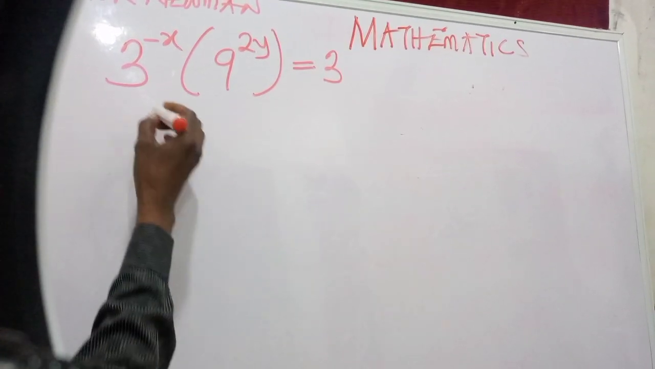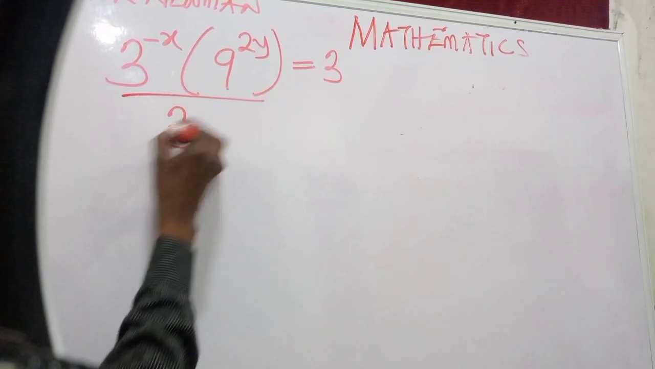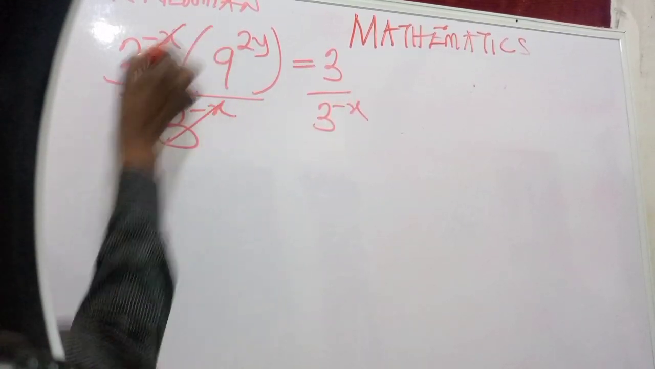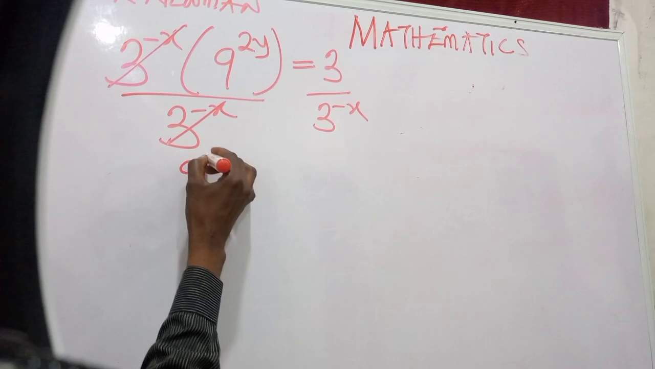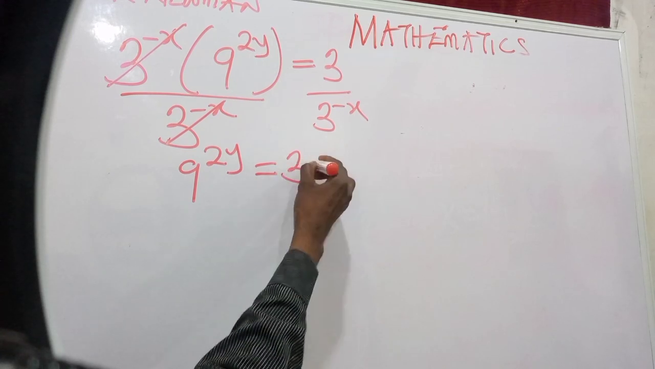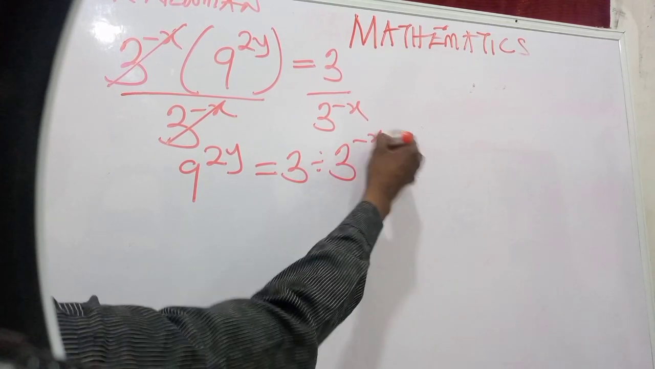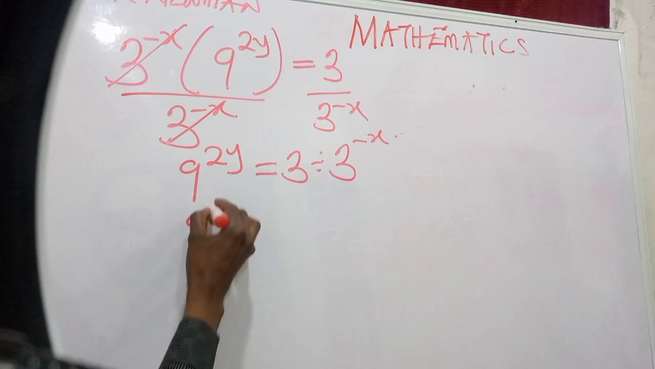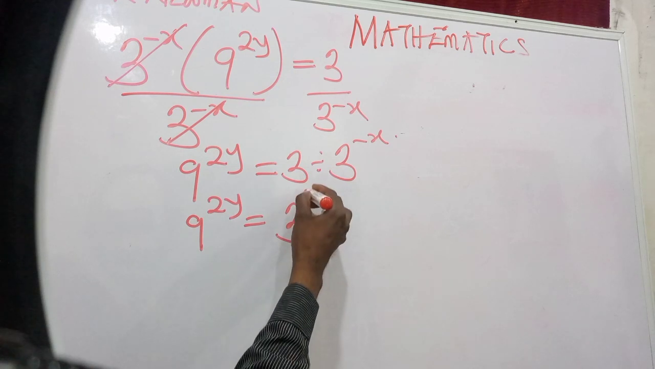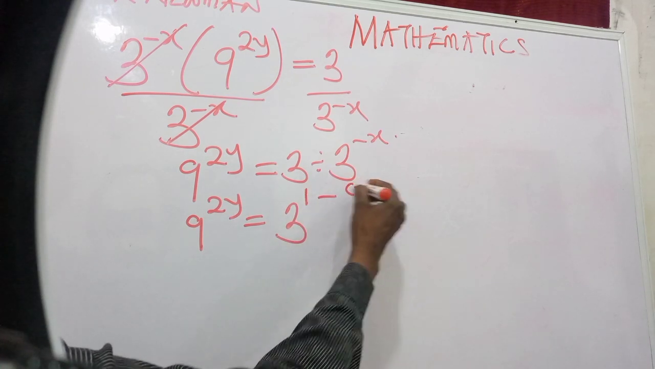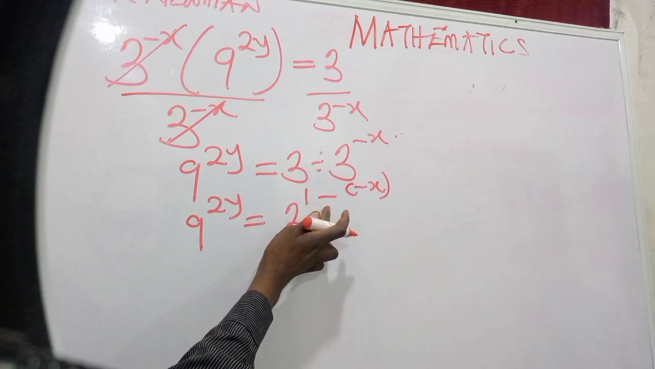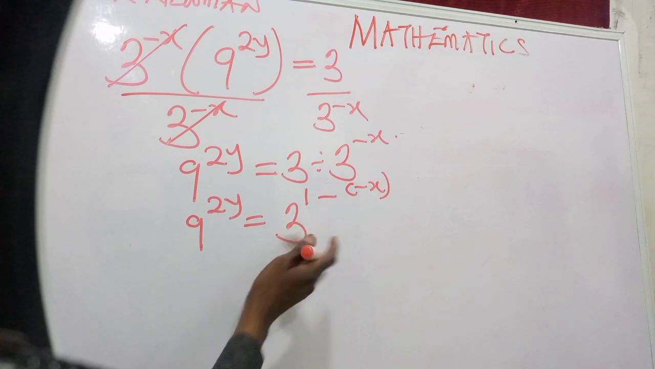Similarly, what we did before, we can do the same by dividing both sides by 3 raised power minus x, so that this can cancel this. What is left there is 9 raised power 2y is equal to 3 divided by 3 raised power minus x. So this becomes 9 raised power 2y equal to 3. Using the division law of indices, it becomes 1 minus minus x. So this division has now become negative.